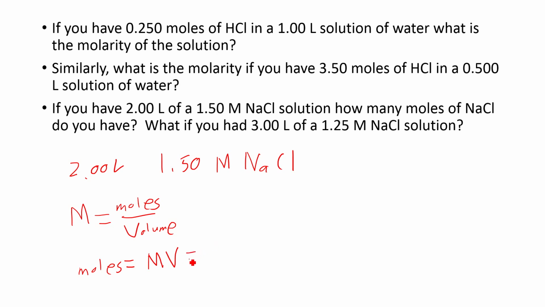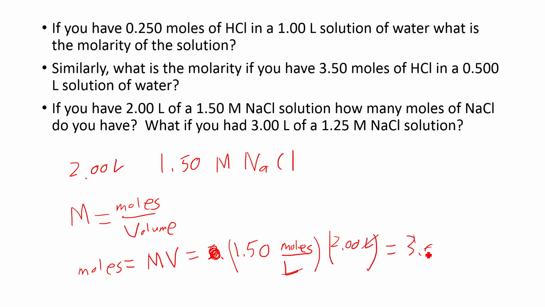So in this case, I'll write the molarity first. It doesn't change it, multiplication is commutative, but just to make sure it's consistent with the equation, 1.50. And I'm going to rewrite the molarity as moles over liters. Remember, that's what molarity stands for. That can help us make sure our units are right. And then here in our volume, we're going to get 2.00 liters. Our liters will cancel, and we are left with 3.00 moles of NaCl.